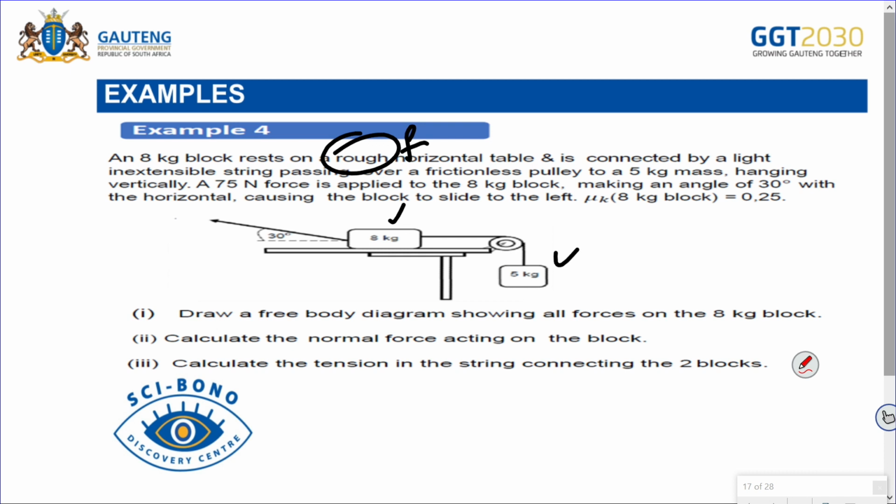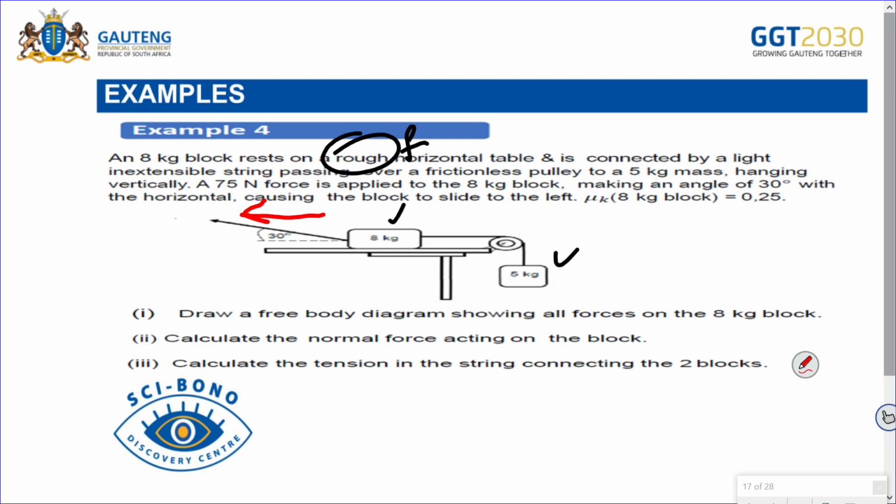A 75 newton force is applied to the 8 kilogram block, making an angle of 30 degrees with the horizontal, causing the block to slide to the left. All right, so the direction of motion is to the left. Then we are given the coefficient of friction between the 8 kilogram block and the surface, which is 0.25.